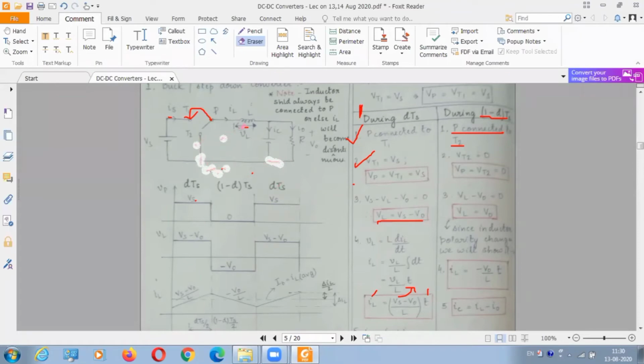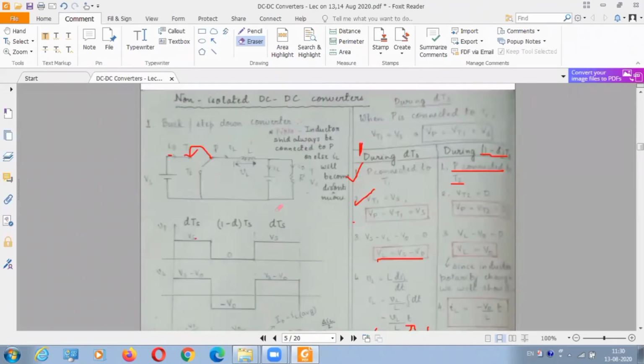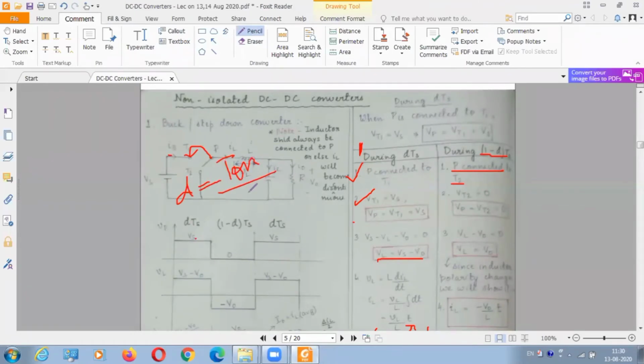Sir, what is the meaning of this d and 1 minus d? This dt and 1 minus d. Yes, this one. dt, I have T on. Duty cycle is what I wrote earlier. Duty cycle is T on by T. So T on can be written as dt, and T off can be written as 1 minus dt.